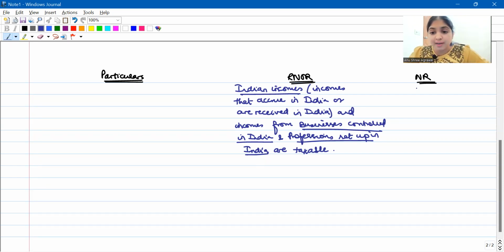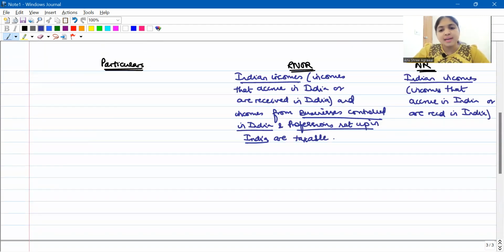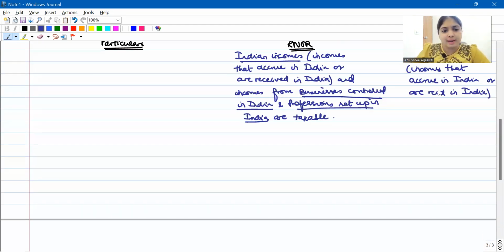Now come to NR. For NR, what will we write? Indian incomes. In brackets, write down incomes that accrue in India or are received in India. All right, so this is it about our basic theory that what incomes will be taxed. Now let us look at the questions one by one and we'll handle it.